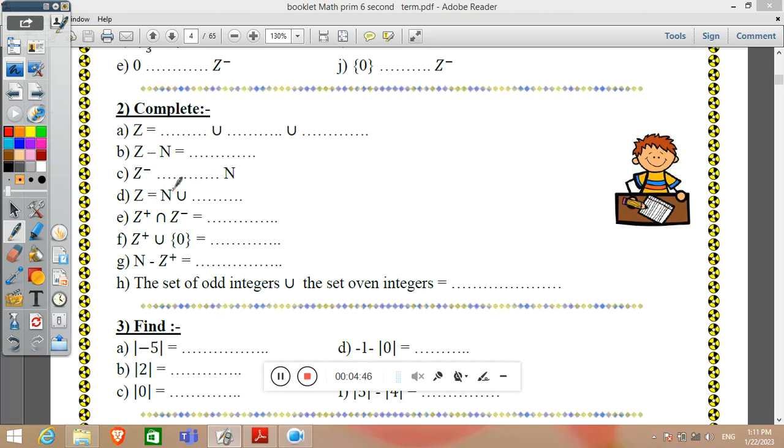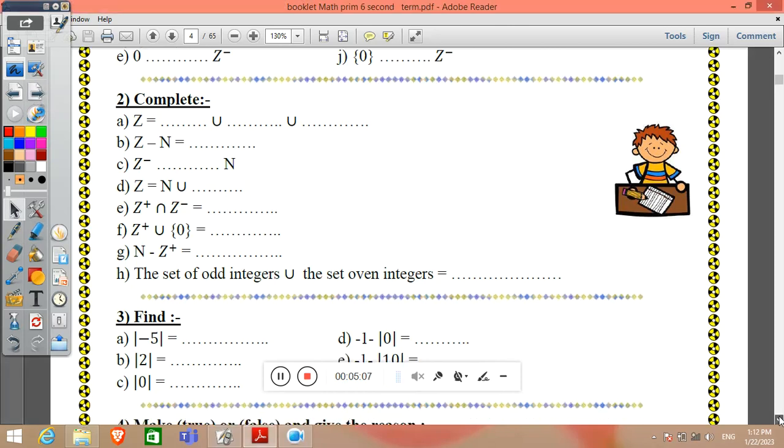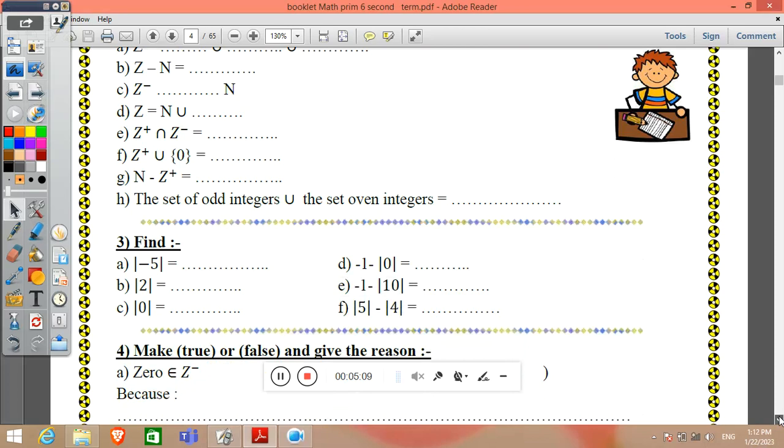Set equals N union, what? N is the natural numbers. It has the positive numbers and the 0. So what is the missing part of the set of integers? The negative numbers. So N union Z negative equals Z. Let's move on to the next exercise.